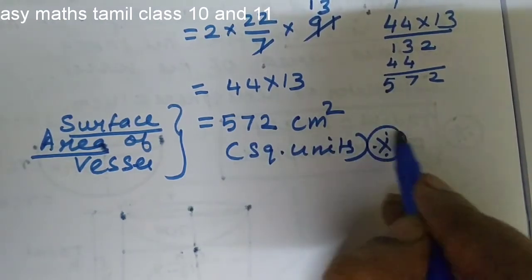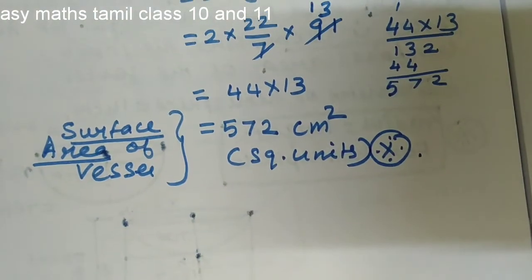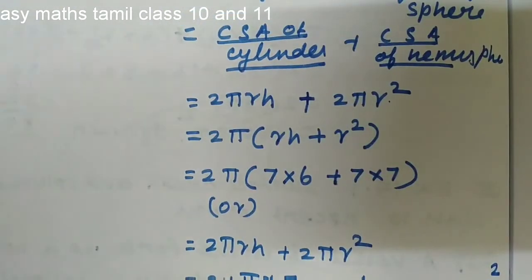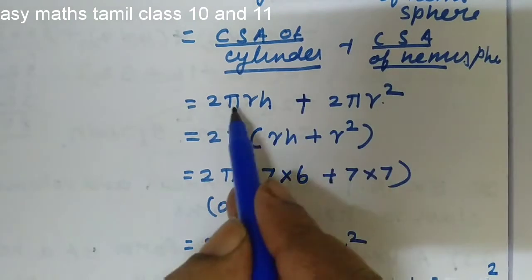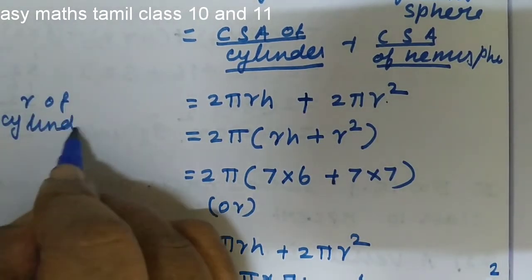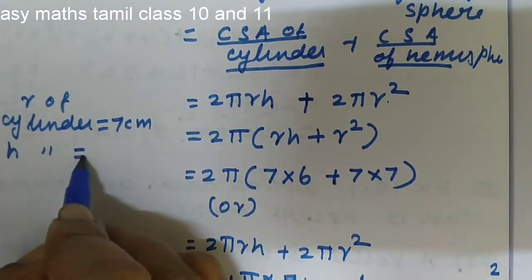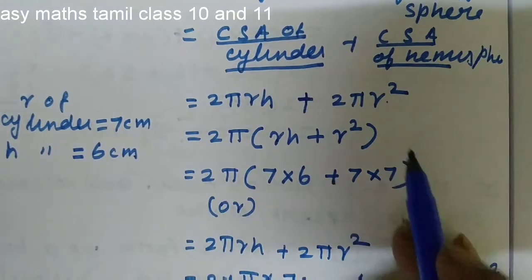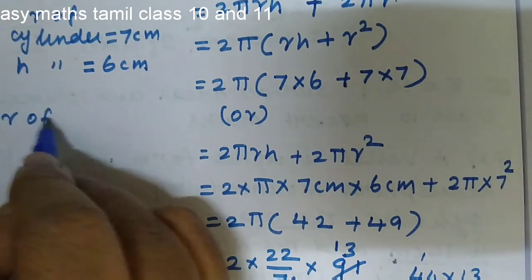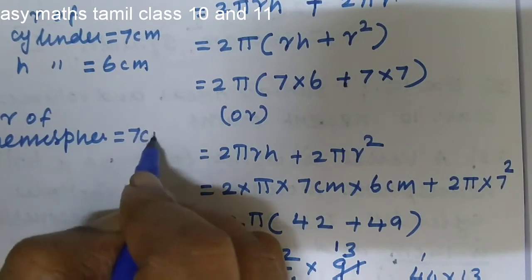572 square units. CSA of the cylinder is 2 pi rh. The radius of the cylinder is 7 centimeter. Height of the cylinder is 6 centimeter. CSA of the hemisphere is 2 pi r square. The radius of the hemisphere is 7 centimeter.